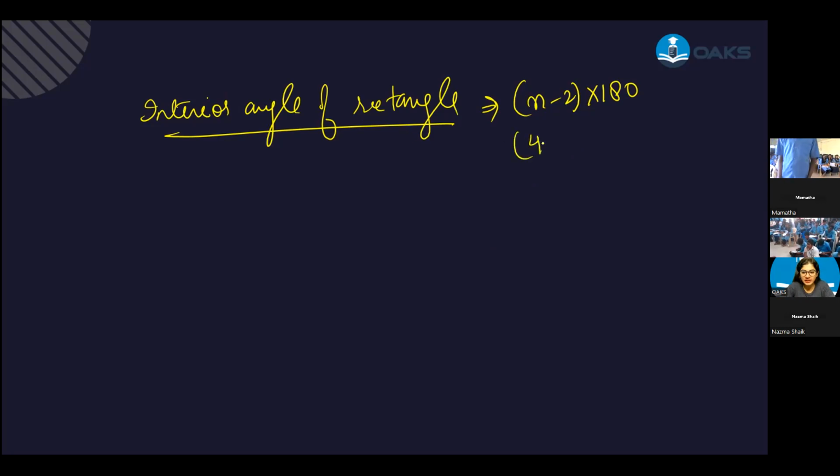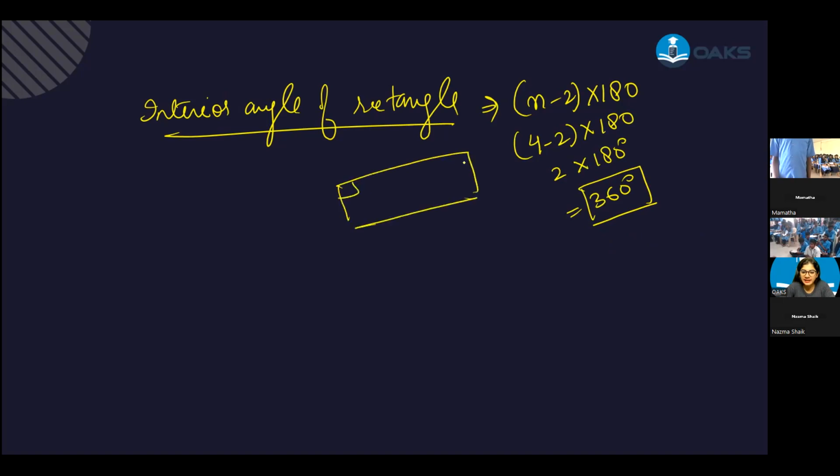Okay, so I'm putting it here. 4 minus 2 into 180. And what I get is this, and that is equal to 360. Right? Is that correct? It is the sum of interior angles of a rectangle. A rectangle has all angles 90 degrees, and we have the sum as 360. Right, madam. Okay, you can sit down.